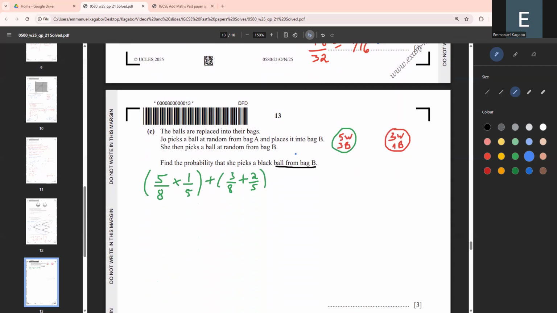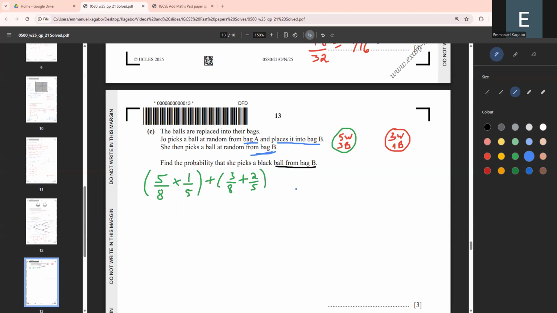Now, the balls are pressed into their bags. Joe picks a ball at random from bag A and presses it into bag B. She then picks a ball at random from bag B. She's picking from bag B. Find the probability that she picks a black ball from bag B.